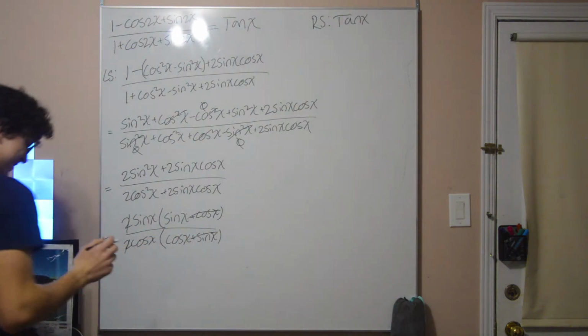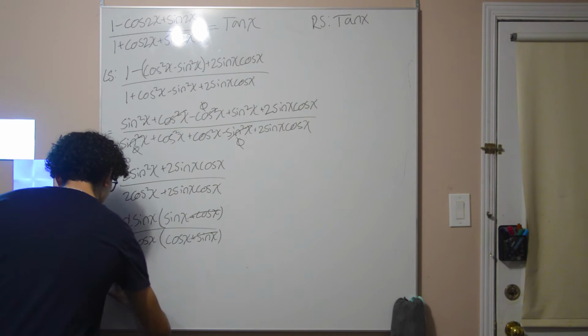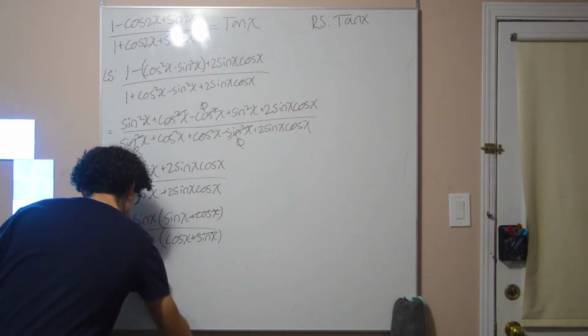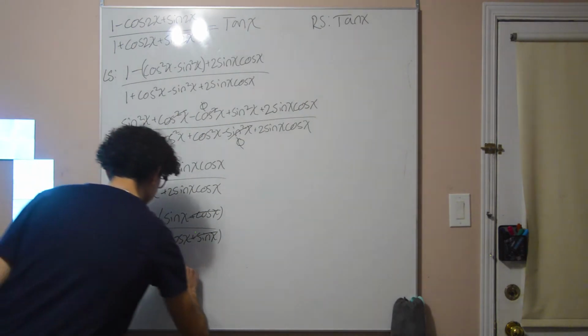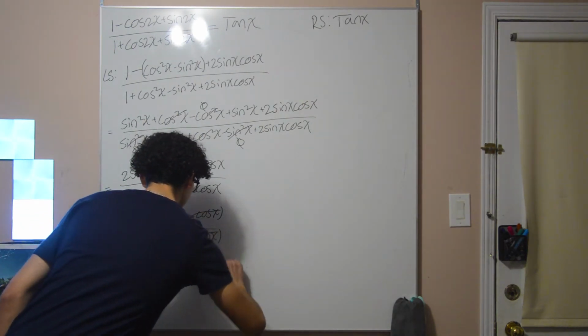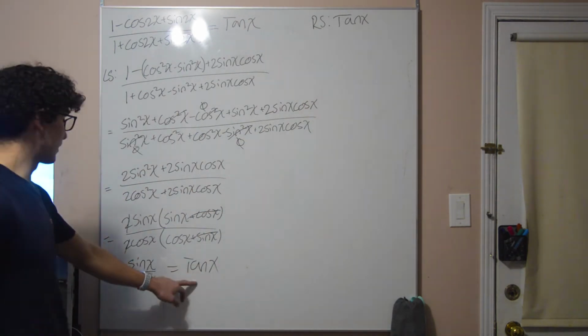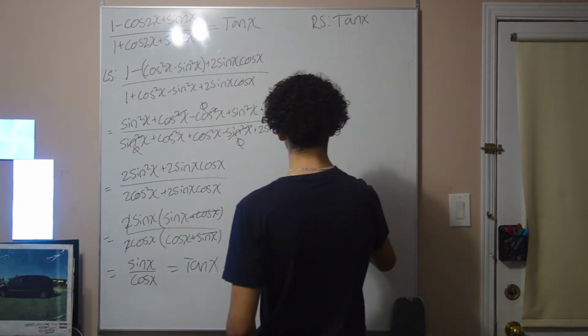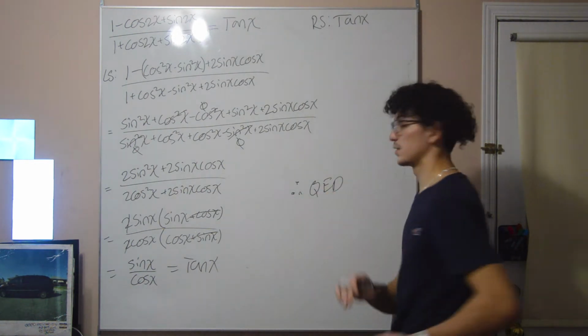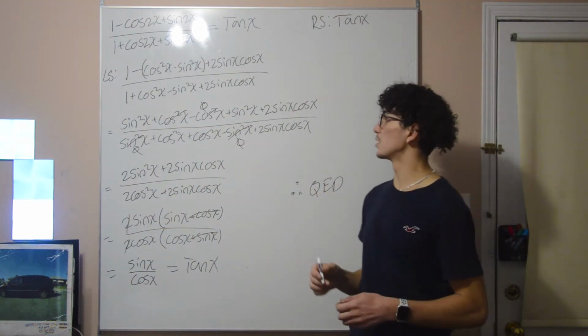My bad. Anyways, from here, we are left with sine x over cos x, which we know is tan x, just like that. Now, left side, right side, are they equal? Yeah, they are. So, therefore, QED. Let's move on to the next one.